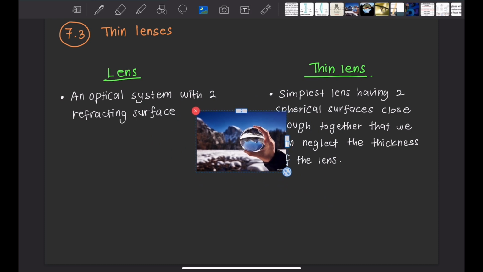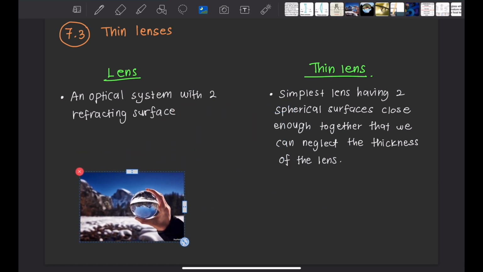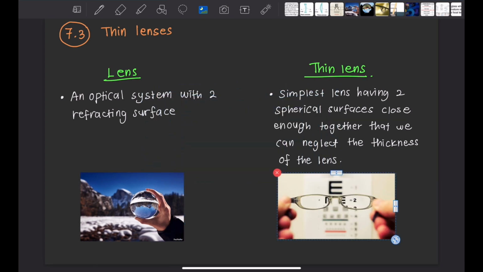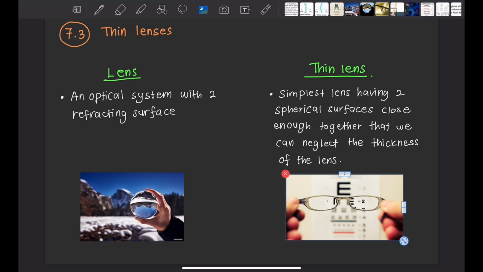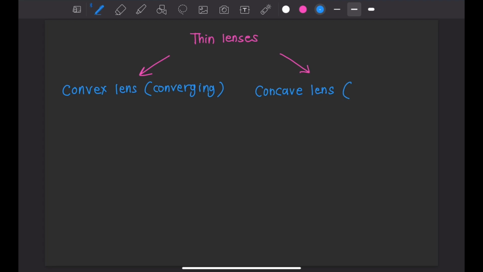So this is an example for a lens. This is a glass globe, and the glasses or spectacle is the example for thin lens. So we have two types of thin lenses. The first one is convex lens or converging lens, and another one is concave lens or diverging lens.